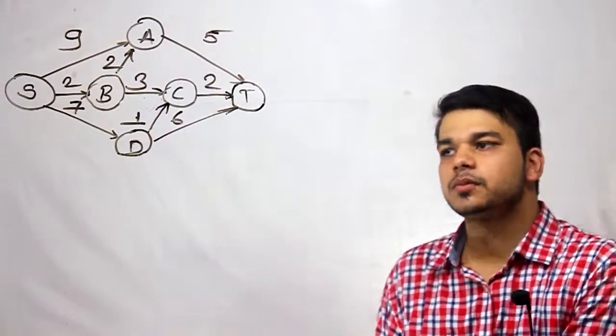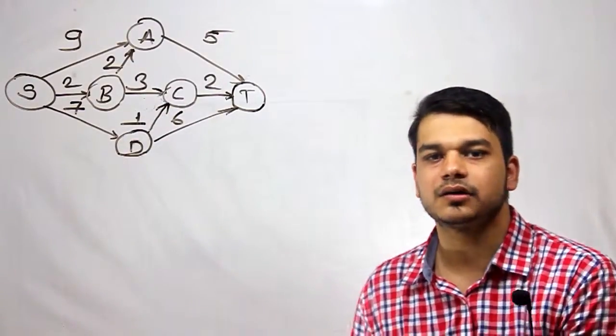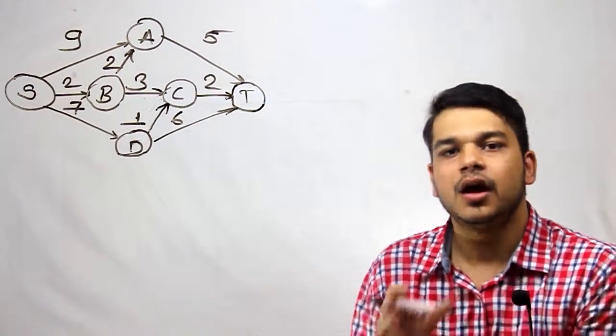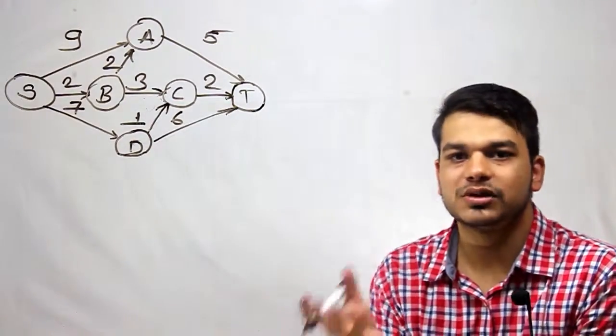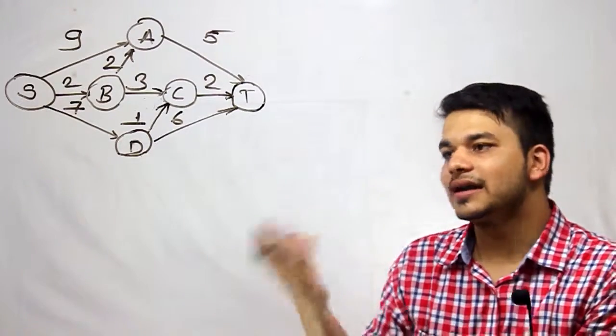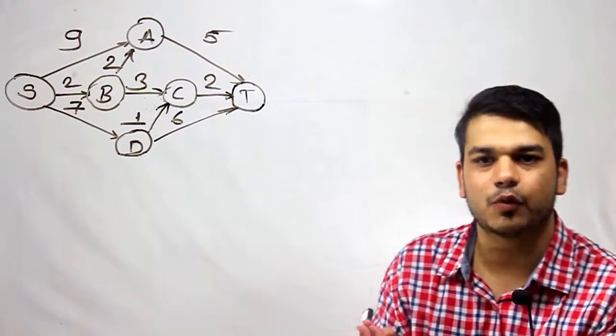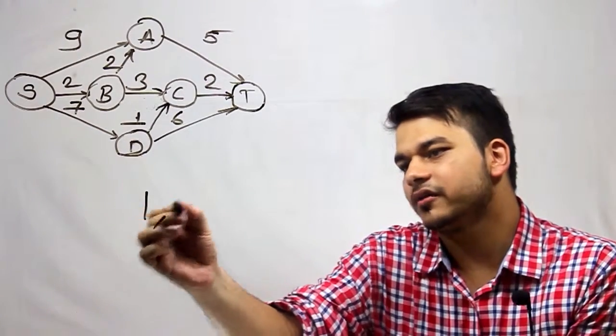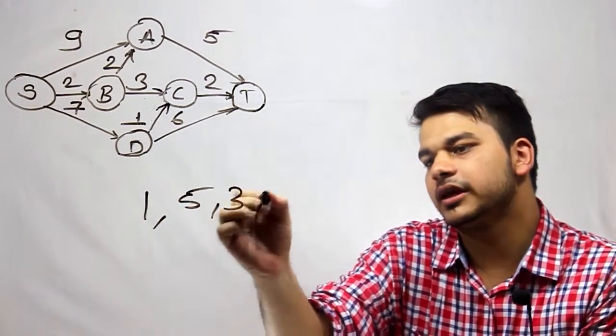Okay, so in this problem, we have to ensure that the cost of traveling from any of the routes has to be the same. If you look at question number 2, which has been discussed already, and this question, they are technically the same question. So the answer is also going to be same, which is 1, 5, 3 and 2.